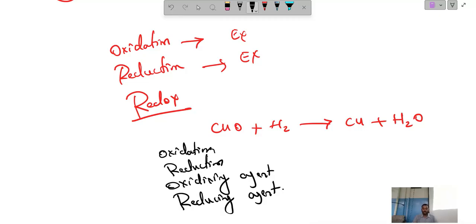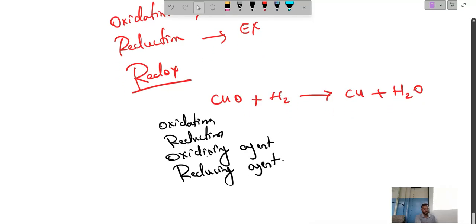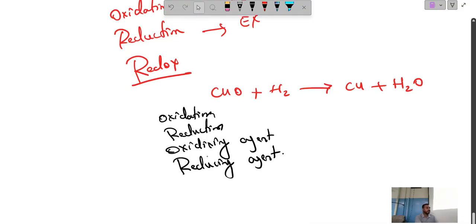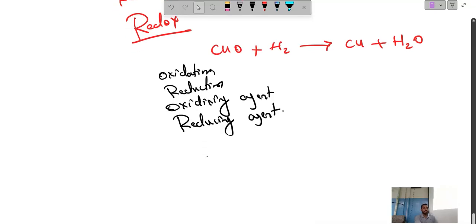They may ask you to identify where oxidation takes place, where reduction takes place, which is the oxidizing agent and which is the reducing agent in this reaction. Is this clear? Like this, they may give you some other reactions also, but the possible questions remain the same. So this is what you can expect.